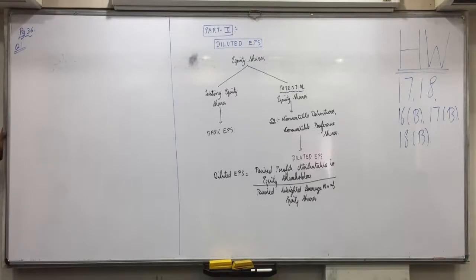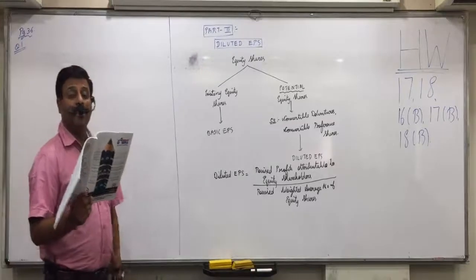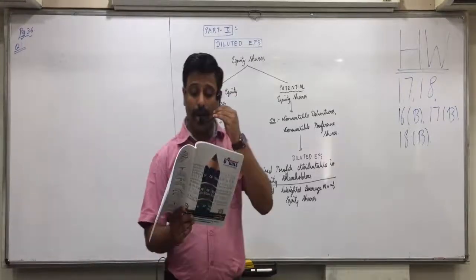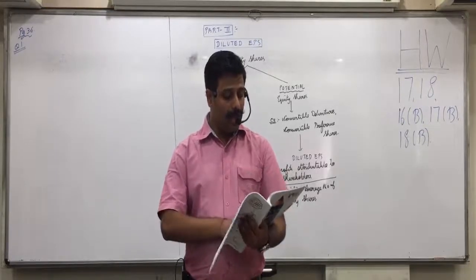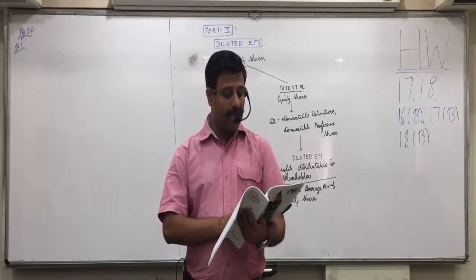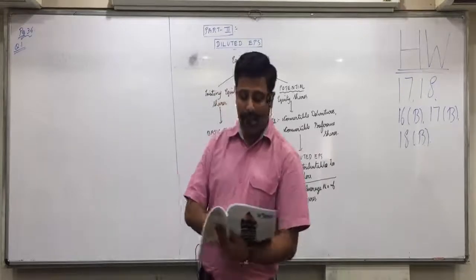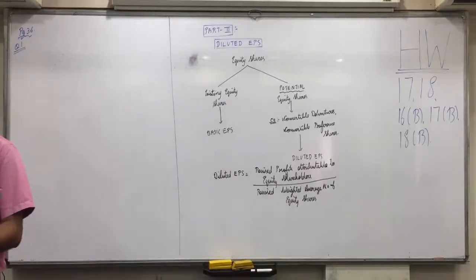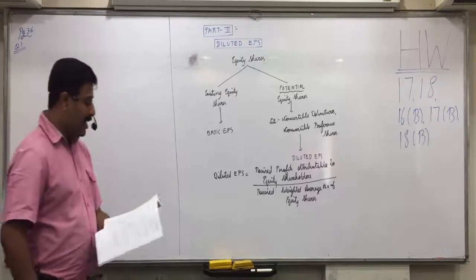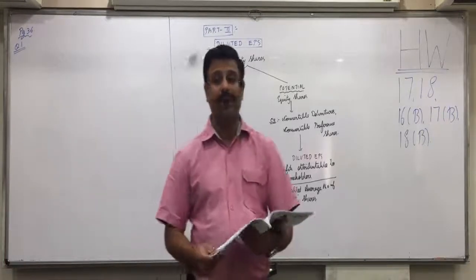Look at question 1, page number 36. NDA Corporation had 1000 equity shares outstanding on 1st January 2014. The company issued 500 equity shares for cash on 1st July 2014. And the company had converted convertible debentures into 500 equity shares on 1st October 2014. Underline this sentence. Calculate the weighted average number of equity shares as on 31/12/14.